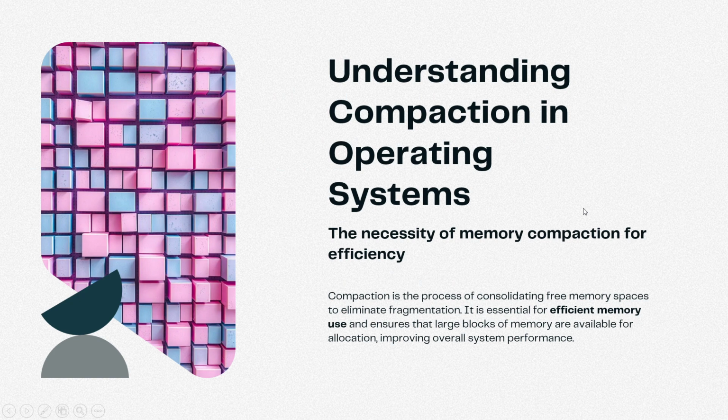So, what is compaction? Compaction is the process of moving allocated memory blocks together so that all free space is consolidated into one large block. It's like reorganizing your memory shelf so all the blocks are grouped together and all the empty space is at one end, making it easier to add new books or processes. The operating system shifts processes in memory, updates references, and removes the scattered empty blocks.